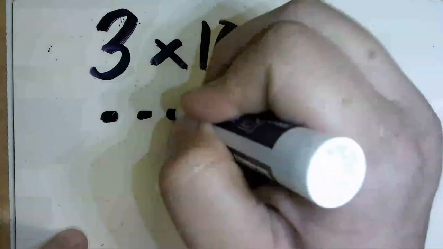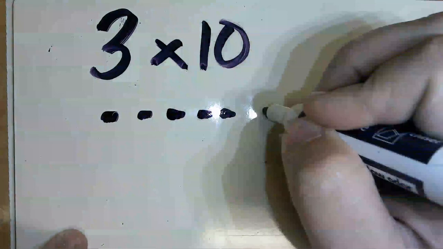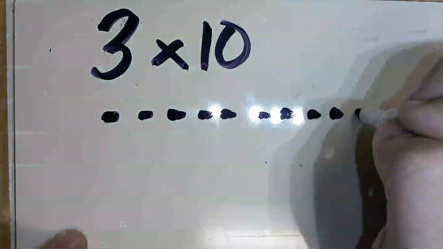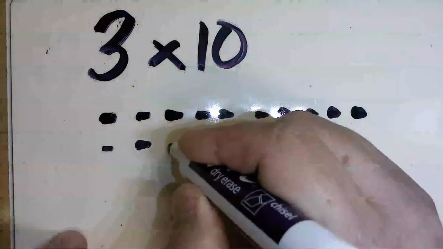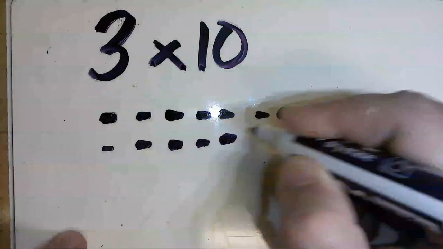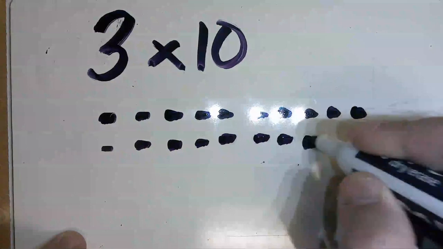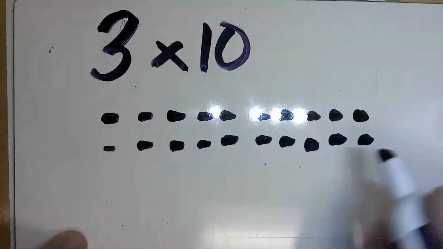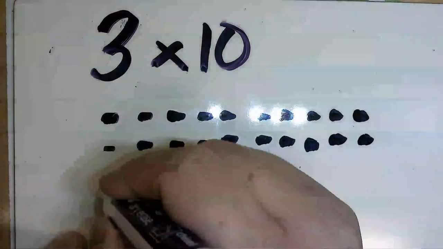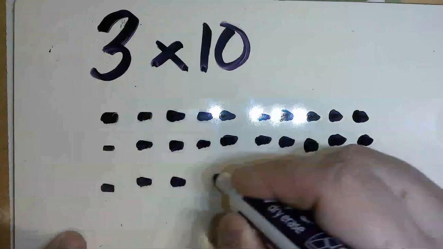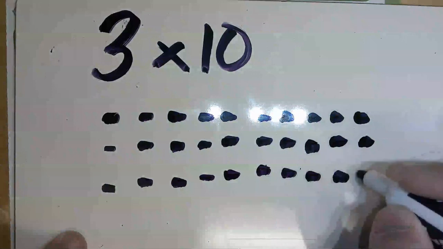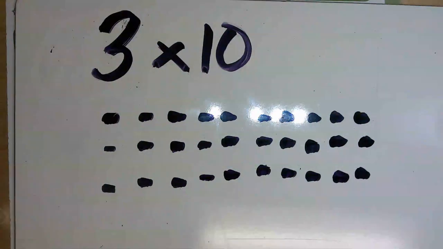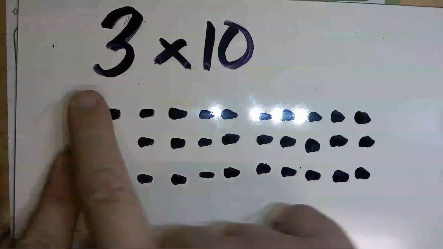1, 2, 3, 4, 5, 6, 7, 8, 9, 10. All right, next row. 1, 2, and I hope you're doing this with me. 3, 4, 5, 6, 7, 8, 9, 10. And then I need 1 more row, 3 rows. 1, 2, 3, 4, 5, 6, 7, 8, 9, 10. All right, here is my 3 times 10.